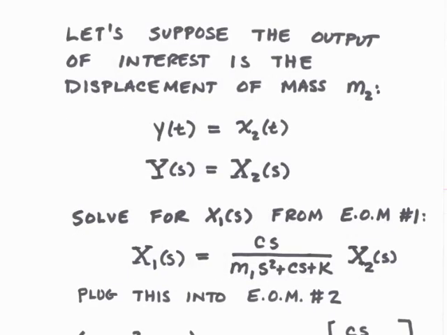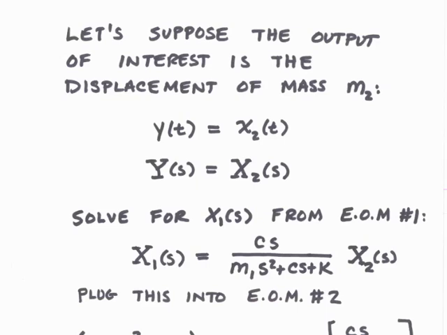We'll suppose that we're interested in the motion of mass m2. That's the one that the force is acting upon. So we'll make our output y(t) equal to x2(t). And of course, when we Laplace transform this expression, we'll find Y(s) equals X2(s). So we want to find X2(s) because that's going to be our output.